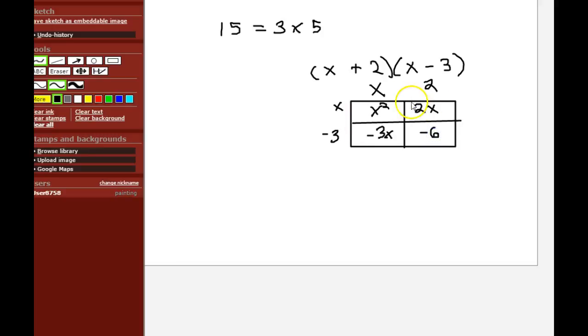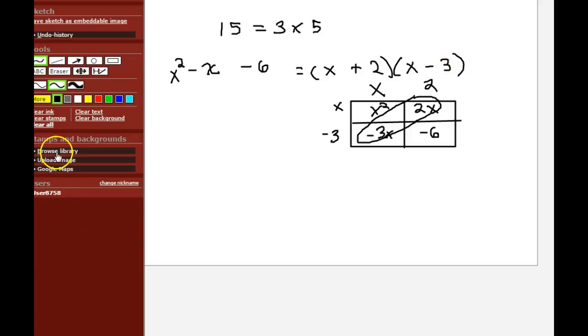You add the similar terms, so this is equal to x squared. These two combine to minus x, and then minus 6. So what we're going to do is go from left to right. We're going to start with a trinomial with 3 terms and factor it into two binomials.